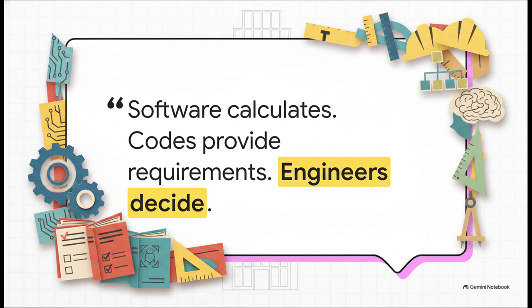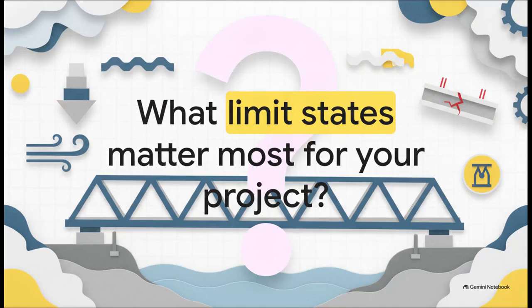The sources leave us with this really powerful core philosophy, and it pretty much sums up everything we've looked at today. Software calculates, codes provide requirements, engineers make decisions. Software is strictly a tool to implement your engineering decisions. It is never, ever an excuse to replace them. So, as you head into your very next build, I really want to challenge you. Stop asking, what software should I use? And start asking the true engineering questions. Understand your loads, understand that critical load path, and most importantly, ask yourself what limit states actually matter most for your next project.